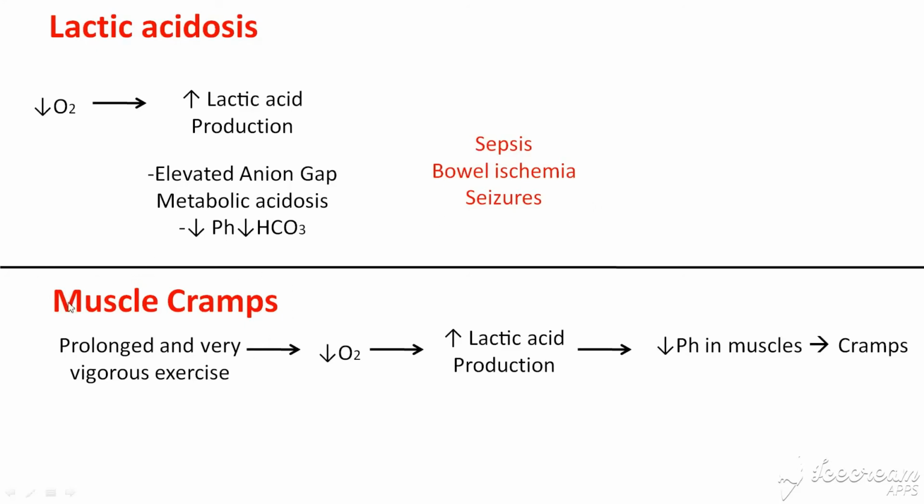Muscle cramps is a more common clinical correlate. What happens here is that there's going to be prolonged and very vigorous exercise, leading to decreased O2 supply to muscles, leading to increased lactic acid production in muscles. This is going to lower the pH in muscles, and that's going to lead to the cramps that some athletes get.